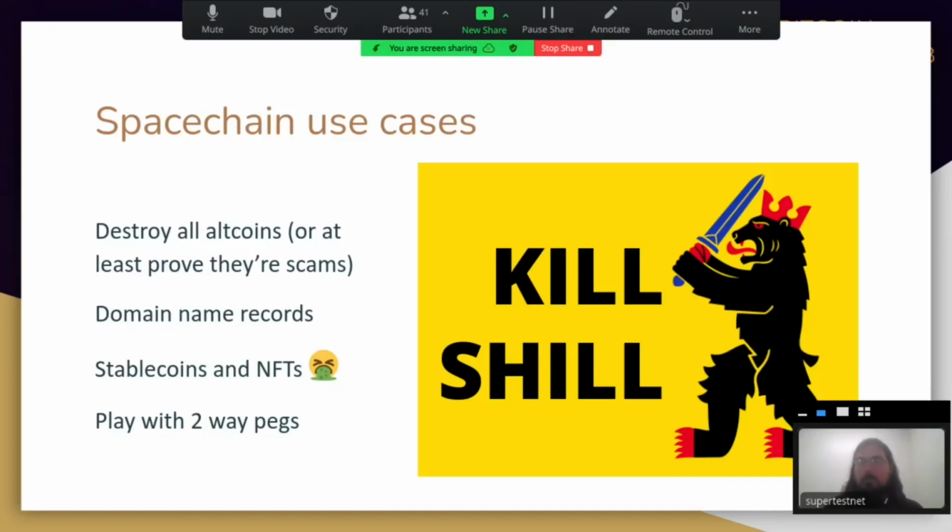Another thing you could use them for is domain name records. This example doesn't even require you to make an altcoin. You could just have a Spacechain where you can add text to it, and that text could be domain names. And then that would be your registry. You would just use this blockchain as your registry. You could also do it with stablecoins and NFTs, which I don't like, but you could do them. Once again, you don't need an altcoin. Well, except stablecoins are altcoins. But yeah, you could put images onto a Spacechain, hash them and put them on Bitcoin, and it would be a much more efficient way to do that.